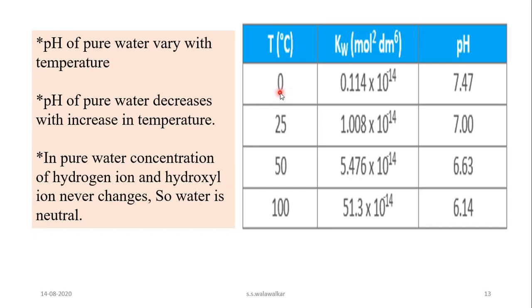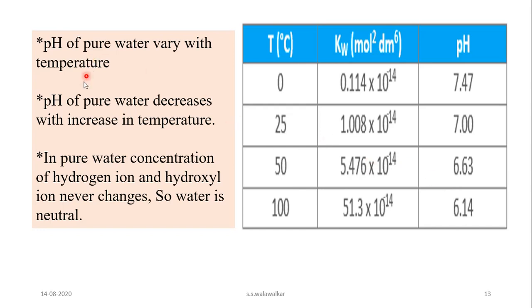So here, when the temperature is 0 degrees Celsius, the value of Kw is 0.114 into 10 raised to minus 14. When it is 25 degrees Celsius, that is 298 Kelvin, the value is 1.008 into 10 raised to minus 14. At that time pH is equal to 7. And see here, as temperature increases from 0 to 100, the value of Kw, the ionic product, also increases, but the pH values go on decreasing. That means the hydrogen ion concentration in the solution increases.